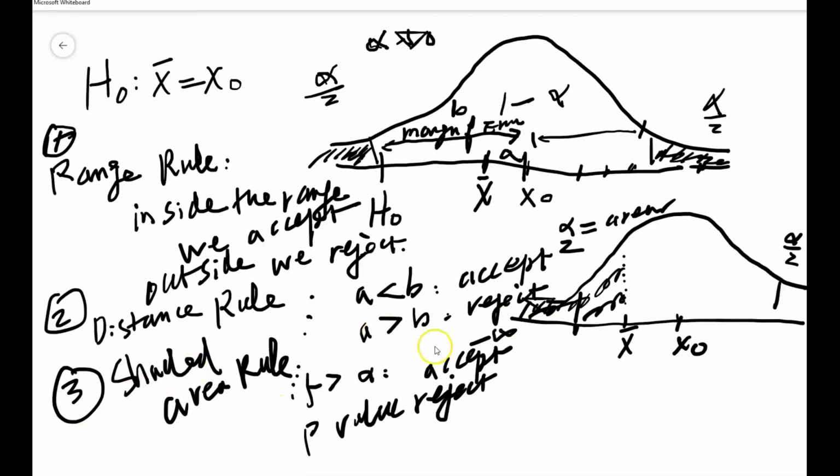The last rule is the shaded area, so actually it's probability. I use the left tail as an example. Suppose our mean is inside the range, the shaded area will be larger than half alpha on the left-hand side. Of course, because it's symmetric, the right-hand side is also large. So if our shaded area is larger than alpha, we accept. Otherwise, we reject. So these are the 3 decision rules.